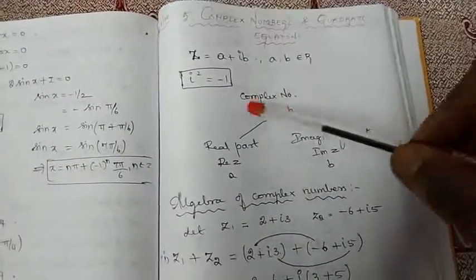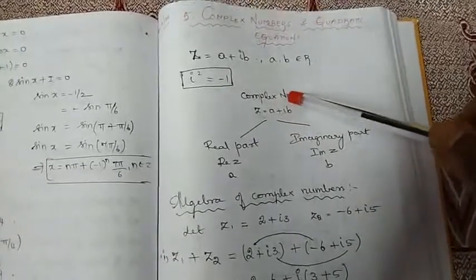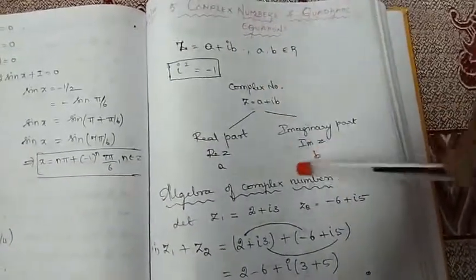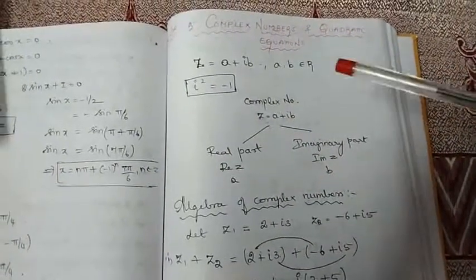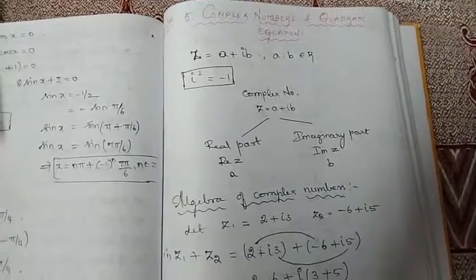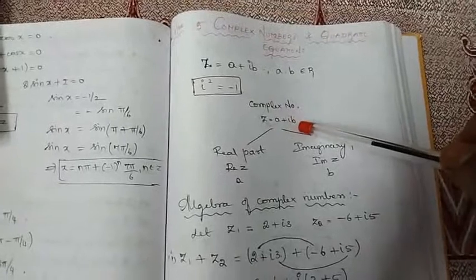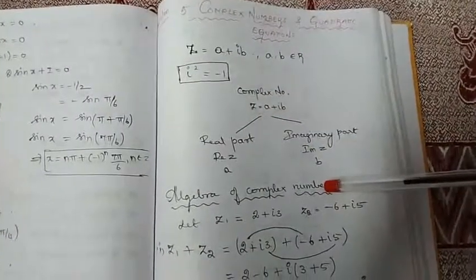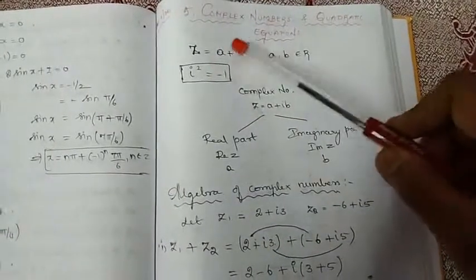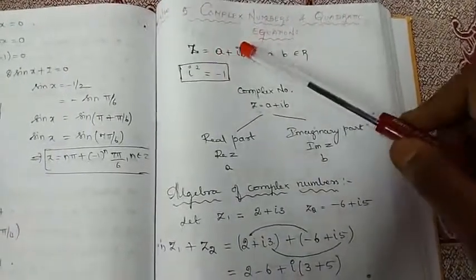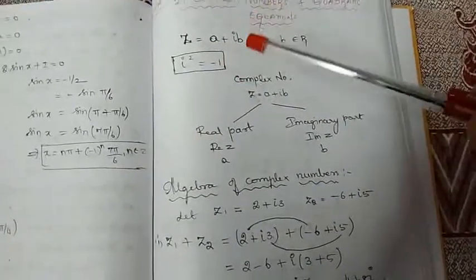Real part we will denote by Re of z, and imaginary part we will denote by Im of z. And in a plus ib, a is called the real part, and the part of the complex number involving this i is called the imaginary part. So b is the imaginary part. You should not write ib as the imaginary part. The coefficient of i is called the imaginary part. You should not include that i. So z equal to a plus ib is the general form of a complex number in which a is the real part and b is the imaginary part, and the value of i square is minus 1.